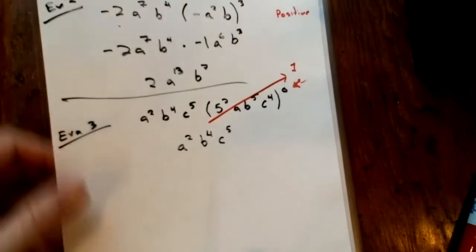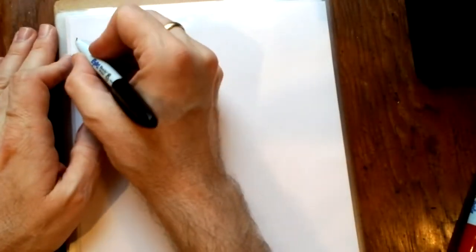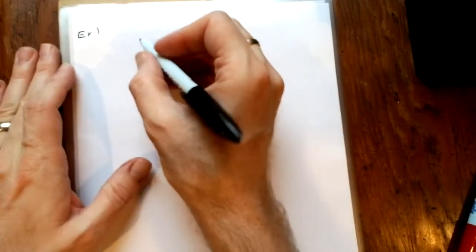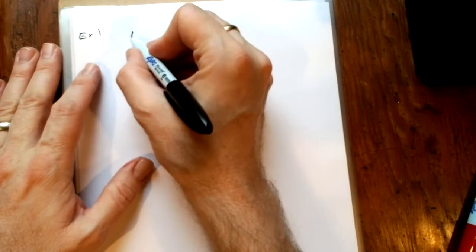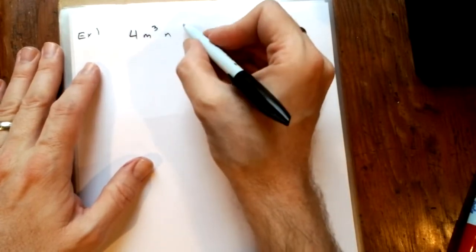Okay, I'm going to switch now to some of our quotient and power rules. So with this, let's say we've got something, and I'll start fairly simply, and I'll do something like 4m cubed n. This might seem to be a little bit out of focus here.